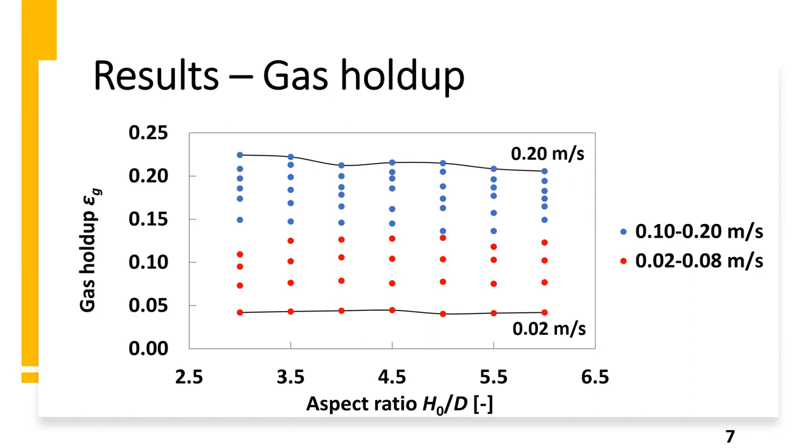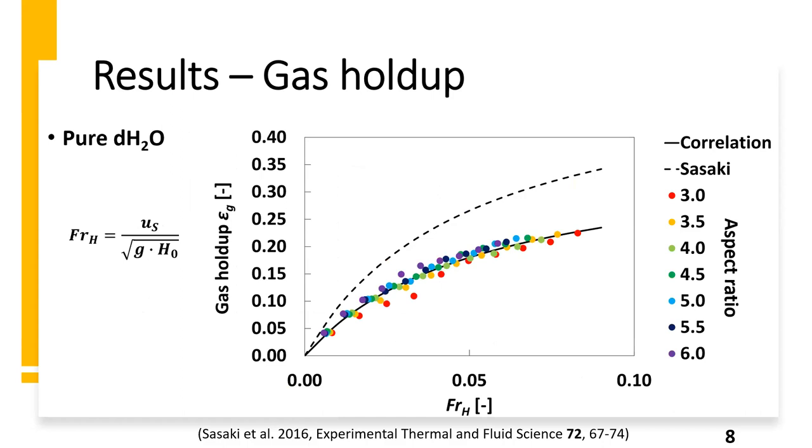And we looked for a more useful parameter to describe it. We searched the literature and we found a parameter called Froude number. The Froude number, represented by the equation over here, takes into account the amount of liquid inside the column as well as the gas superficial velocity. Here on this graph, you can see the dependence of the gas holdup on the Froude number. Data for each aspect ratio collapse onto one line, which is represented by this equation. Constants C1 and C2 were determined by empirical methods. This experiment, what you can see, was just for pure distilled water.